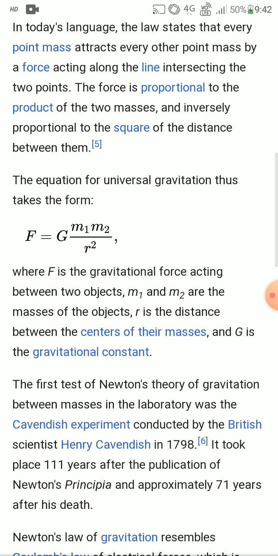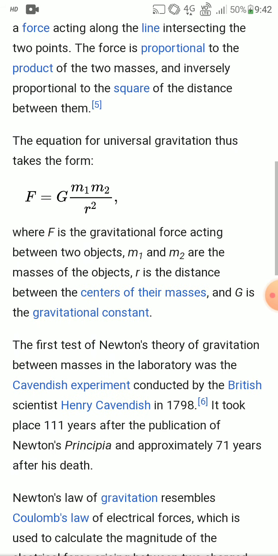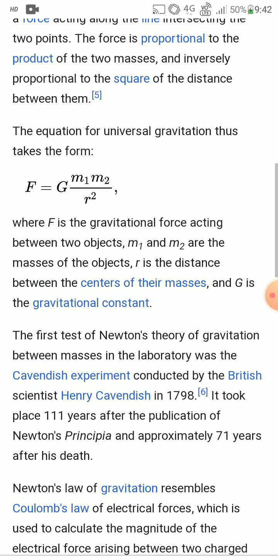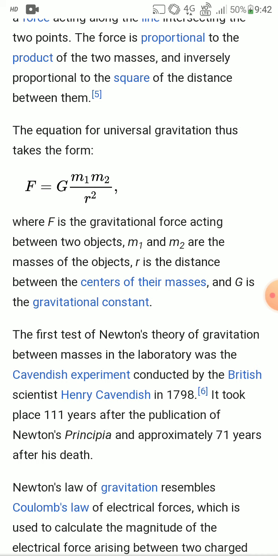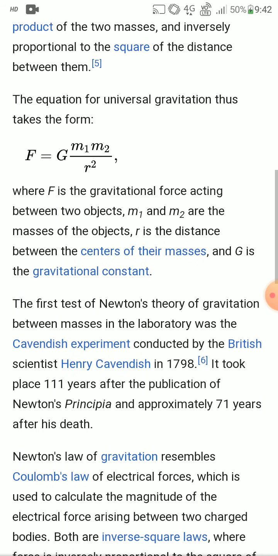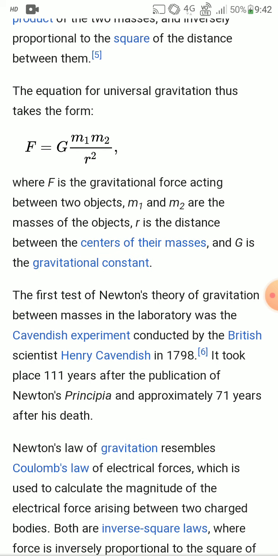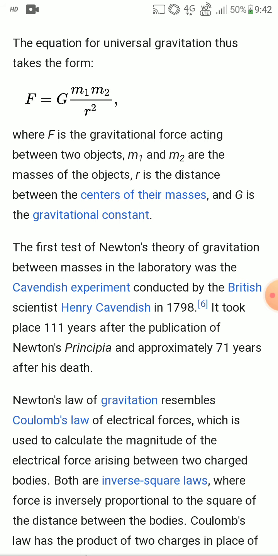The first test of Newton's theory of gravitation between masses in the laboratory was the Cavendish experiment conducted by the British scientist Henry Cavendish in 1798. It took place 111 years after the publication of Newton's Principia and approximately 71 years after his death.